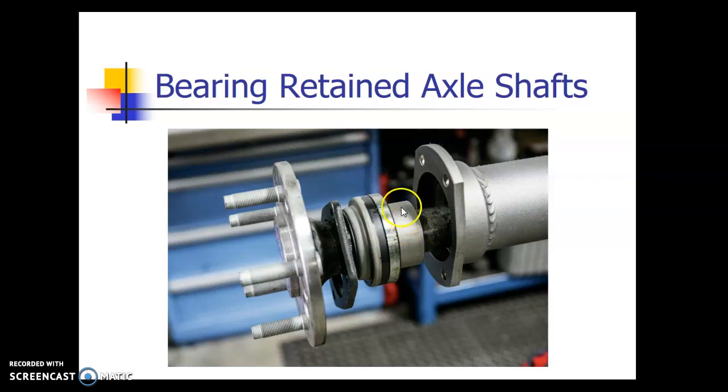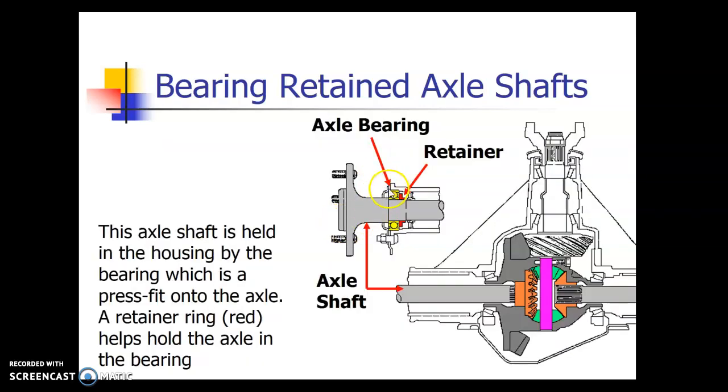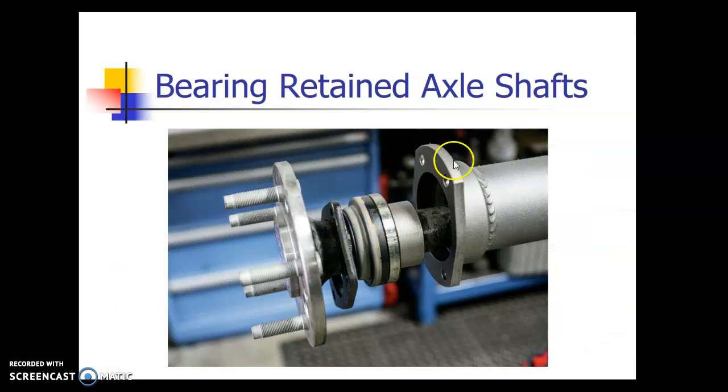This is pressed on the axle, which holds this bearing in place, and it also holds the inner race of that bearing. And then here's a cover right here. You look at this picture, the retainer cover right here. That bolts onto the housing, and it's going to keep the outer race in place.